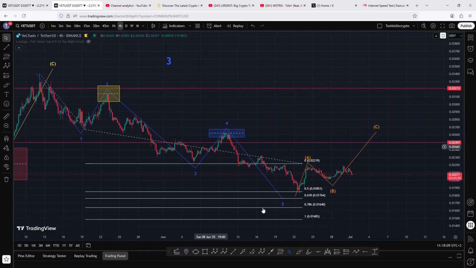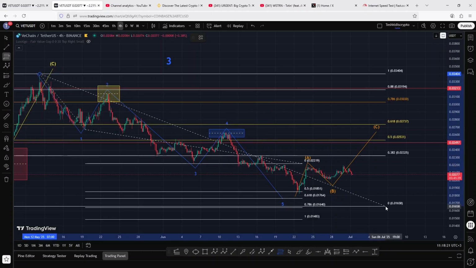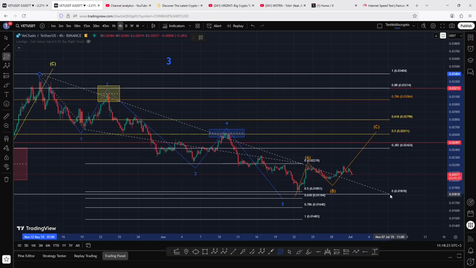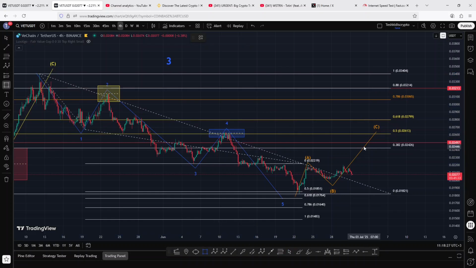And the minimum target areas within which we can expect this wave C to top out can be given by connecting the Fibonacci's from the high of the wave 1 to the low of that wave 5. And on so doing, the area that you need to pay attention to lies between the fib level 0.382 and the 0.786, and that is between the 0.03065 and the 0.02426, which is the yellow target area over there.